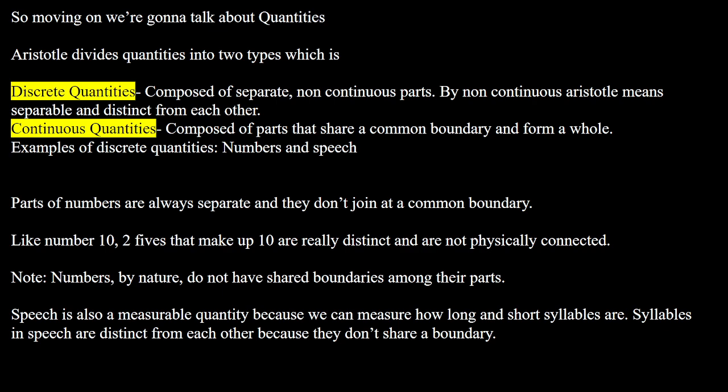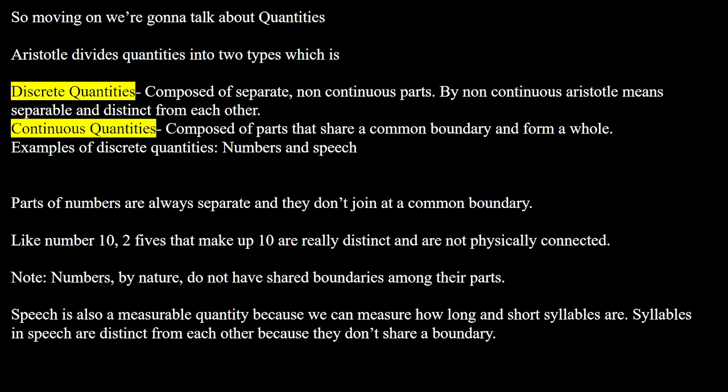And so Aristotle divides quantities into two types. Discrete quantities are composed of separate, non-continuous parts, and by non-continuous, Aristotle just means separable and distinct from each other. Continuous quantities are composed of parts that share a common boundary and form a whole.